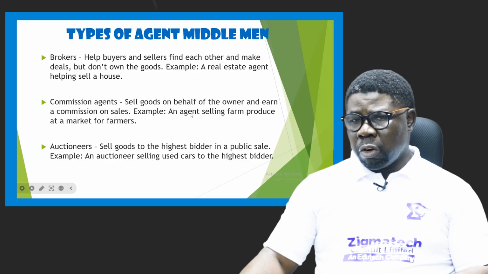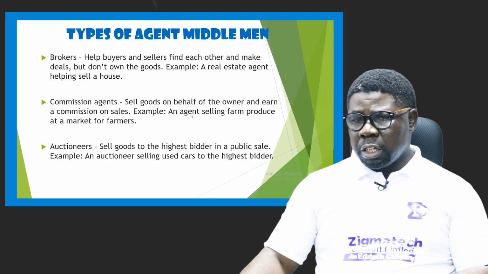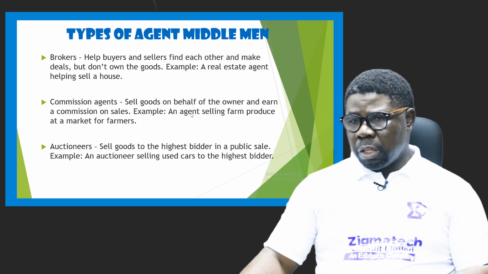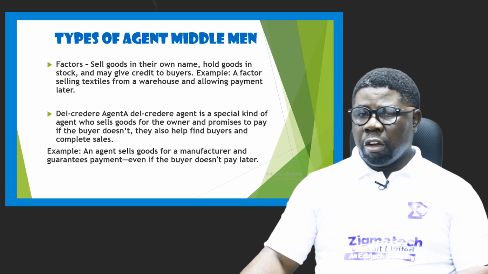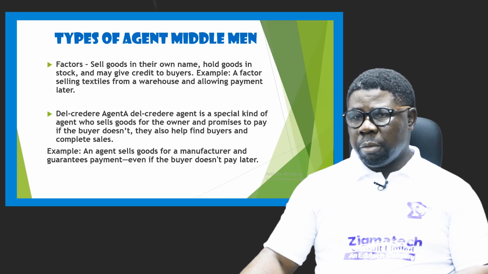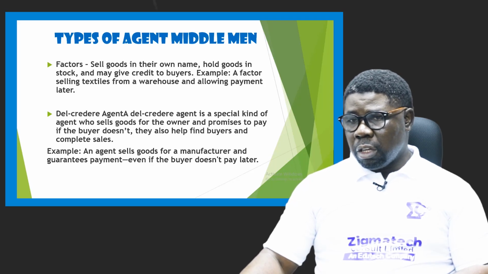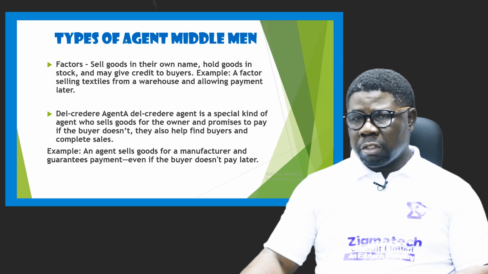And I've also mentioned it earlier on, but it's another one. The auctioneer sells to the highest bidder among the public, all right? An auctioneer selling used cars to the highest bidder is an example of that. Then we have the factor who sells goods in their own name, holds goods in stock, and may give credit to buyers. Example, a factor selling textile from a warehouse and allowing payment later.